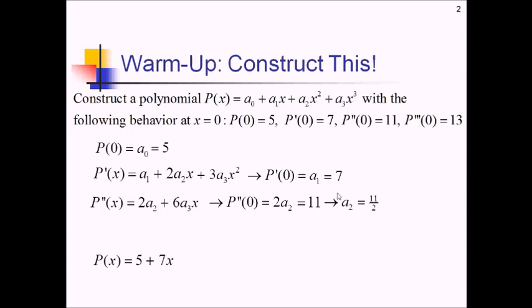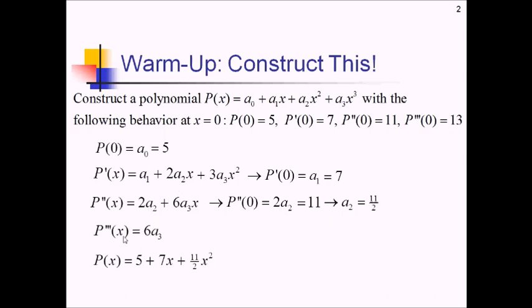Now I've got plus 11 over 2 x squared. And then let me go one more because I need my third derivative at 0 to be 13. So let me take one more derivative to get p triple prime. P triple prime of x in general is just going to be 6 a sub 3. This constant of 2 a sub 2 goes away.